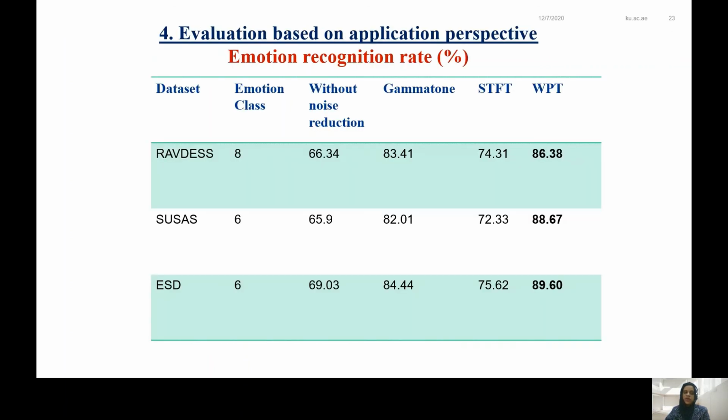Also, we have evaluated this model from an application perspective. We have incorporated this as a pre-processing stage of an emotion recognition system, and we have compared our proposed framework with other cochlear models like Gammatone and the short-time Fourier transform filter bank. The models are evaluated on three distinct datasets: RAVDESS, SUSAS, and ESD. RAVDESS and SUSAS are English datasets and ESD is an Arabic dataset. In all the conditions, the proposed wavelet packet transform method obtains superior results than the Gammatone and short-time Fourier transform based speech segregation systems.